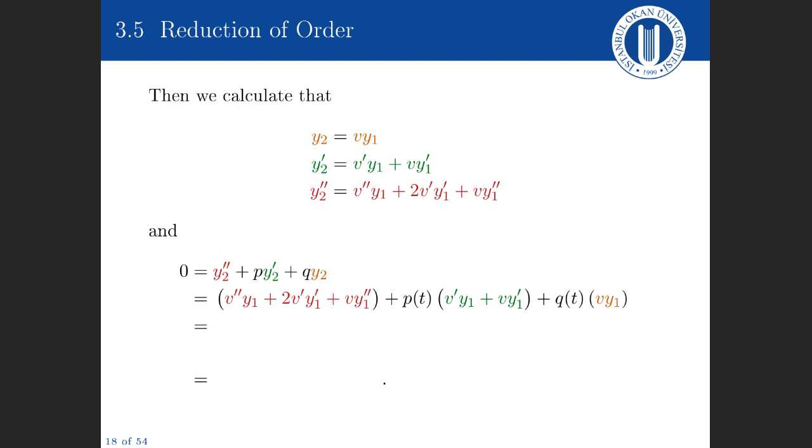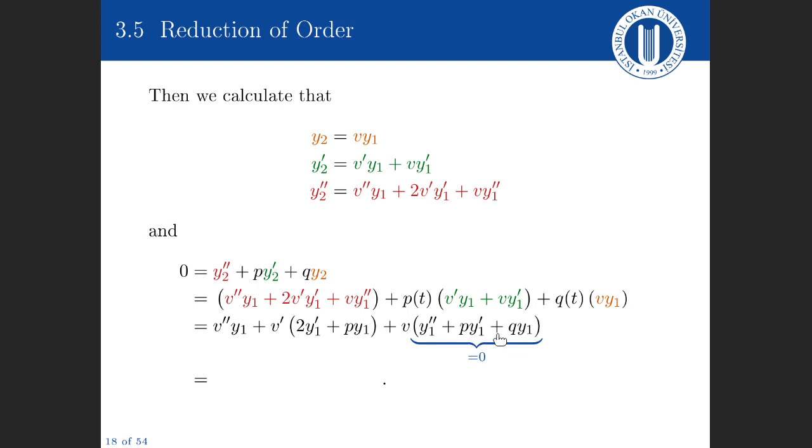Like this. And then I'm going to rearrange to gather together all of the v double prime, the v prime, and the v terms. We've got one v double prime term. That's v double prime y1. For the terms involving v prime, we have two of them, 2y1 prime and py1. And we have three terms which include v: y1 double prime plus py1 prime plus qy1.